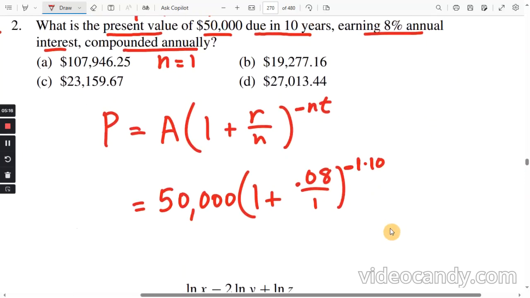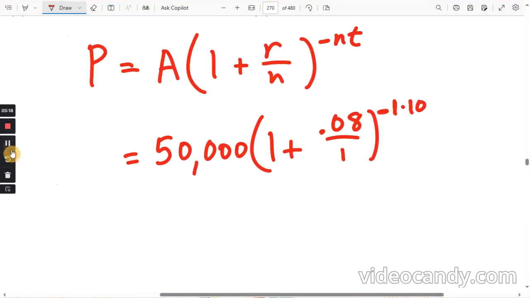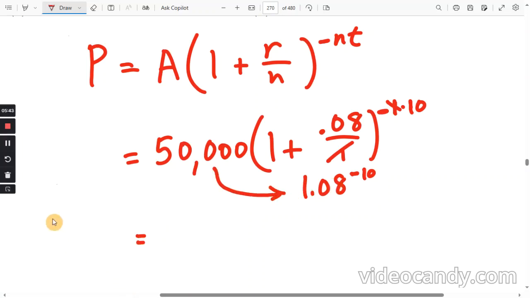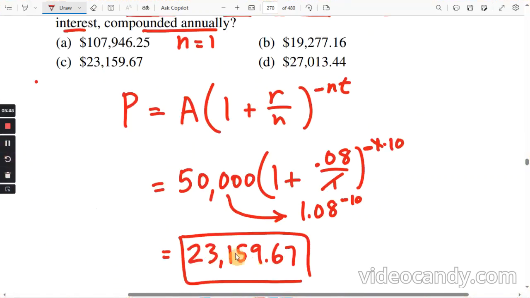All right. So really, 0.08 over 1 is just 0.08. You can eliminate that, and you can eliminate the 1 here. But make sure you leave your exponent as negative 10. So this is 1 plus 0.08. It's basically 1.08 to the power of negative 10. 50 grand times that right there. All right, 20,159.67. That is answer C.